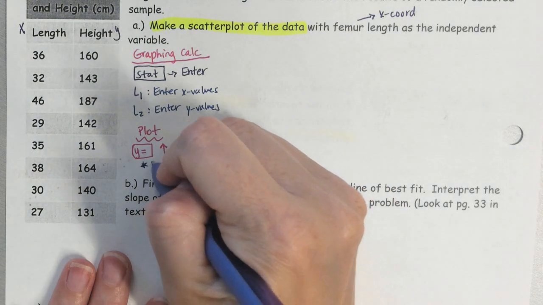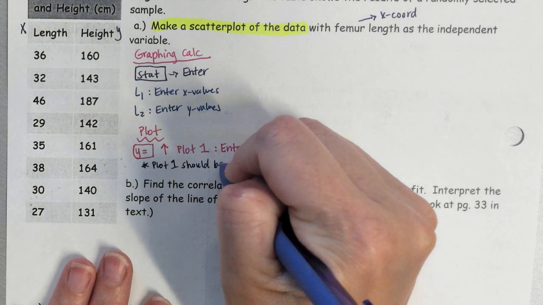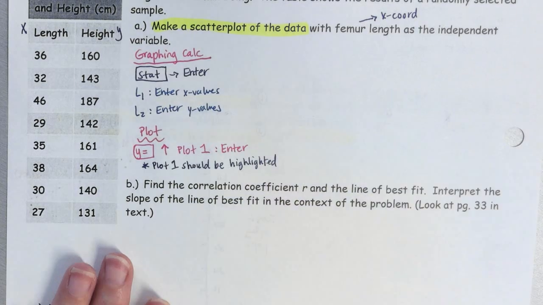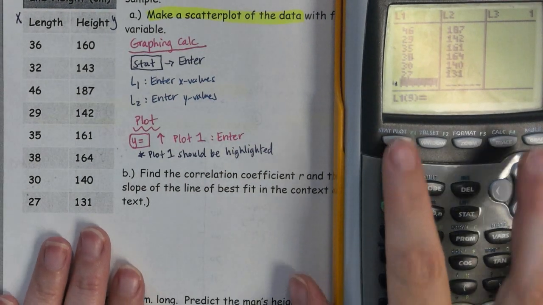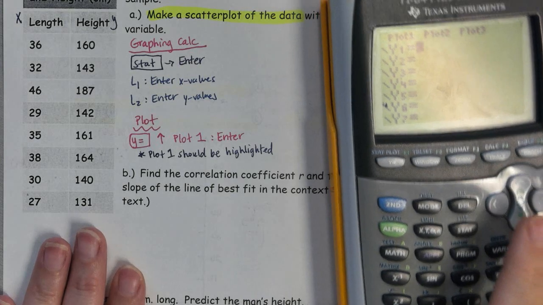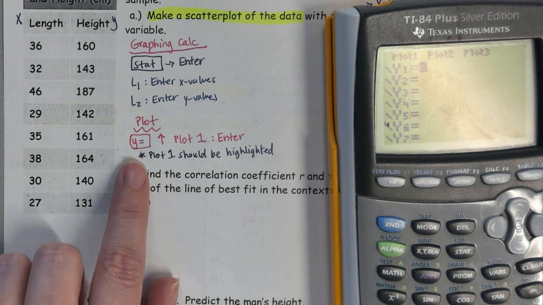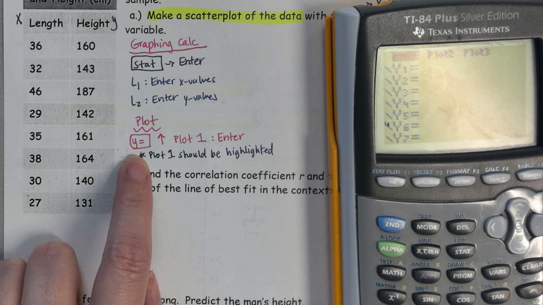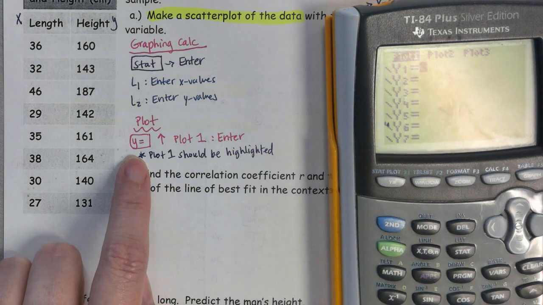Okay, so plot 1 should be highlighted. We'll do that part together. You do have to go to y equals. Oops, and yours looks like this. Okay, so when you go to y equals, you're going to arrow up until the cursor is on plot 1, and then you're just going to press enter. So it should look like this.